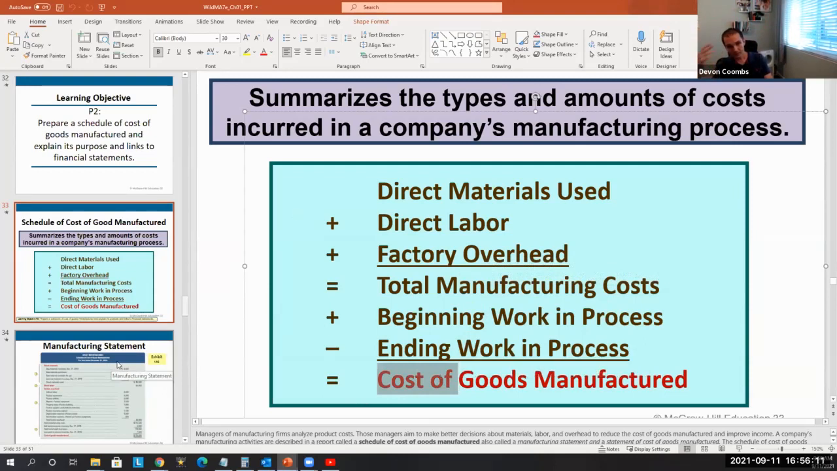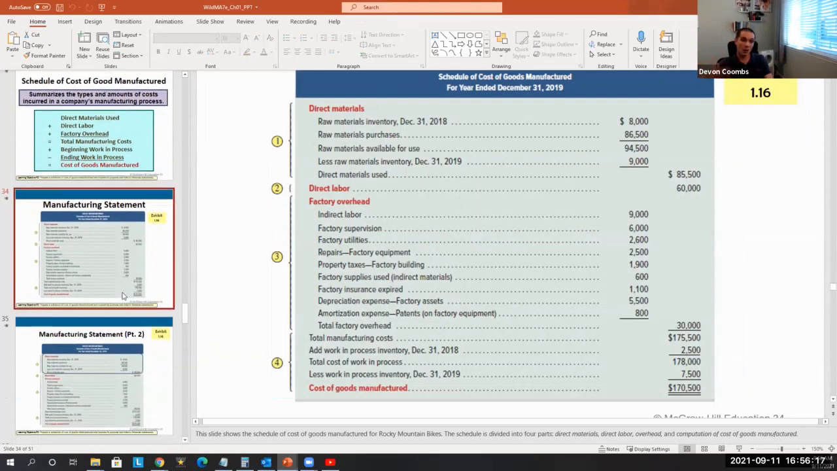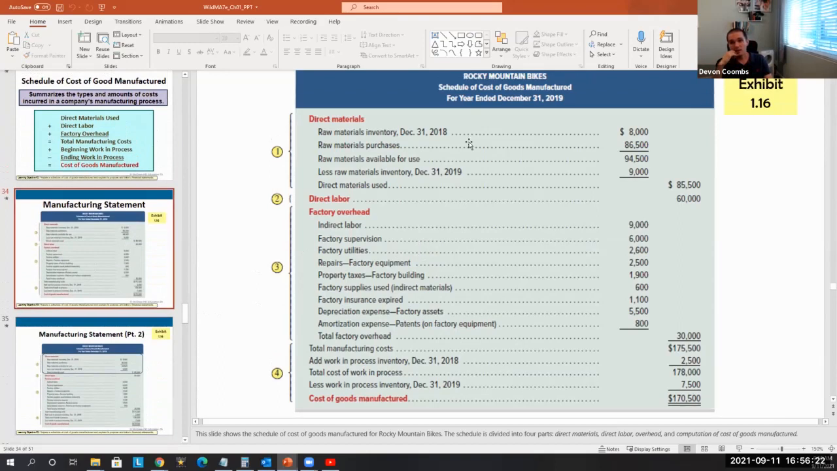These are all formulas you have to memorize, or at least understand. And then this is how it's tracked. I'm not going to walk through all of this. There are so many schedules, we're not going to have time. But the whole concept here is we start with raw materials. We figure out how many raw materials were purchased, and then this is how many we have available for use. We subtract out whatever was at the end, and we get the materials actually used.